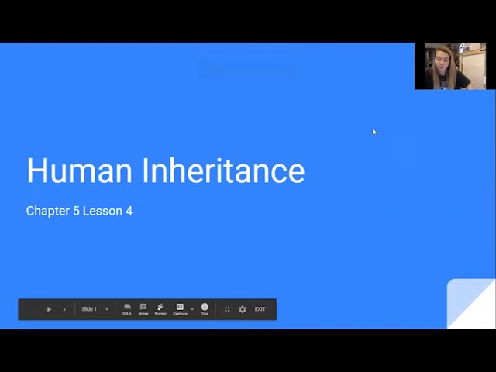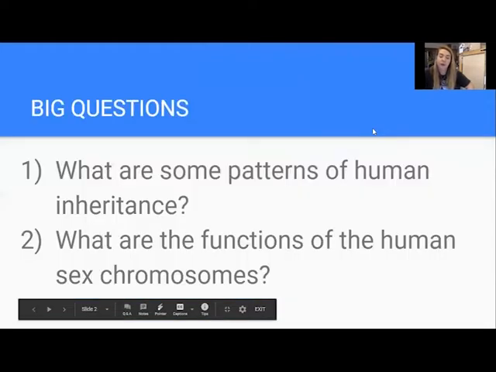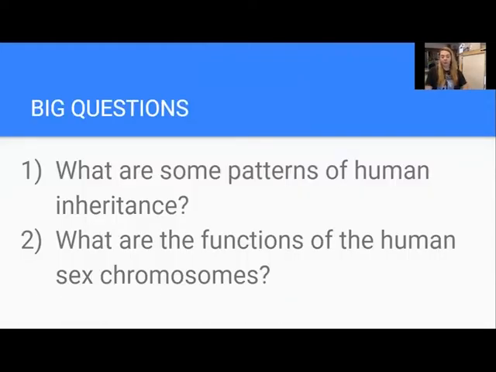Chapter 5, lesson 4 is about human inheritance, like I said before. And we are going to have two big questions this week. Number 1, what are some patterns of human inheritance? And number 2, what are the functions of the human sex chromosomes? Feel free to go ahead and pause and copy this down, or this PowerPoint will be available via Google Slides. It will be attached to the same assignment that your lecture is attached to.